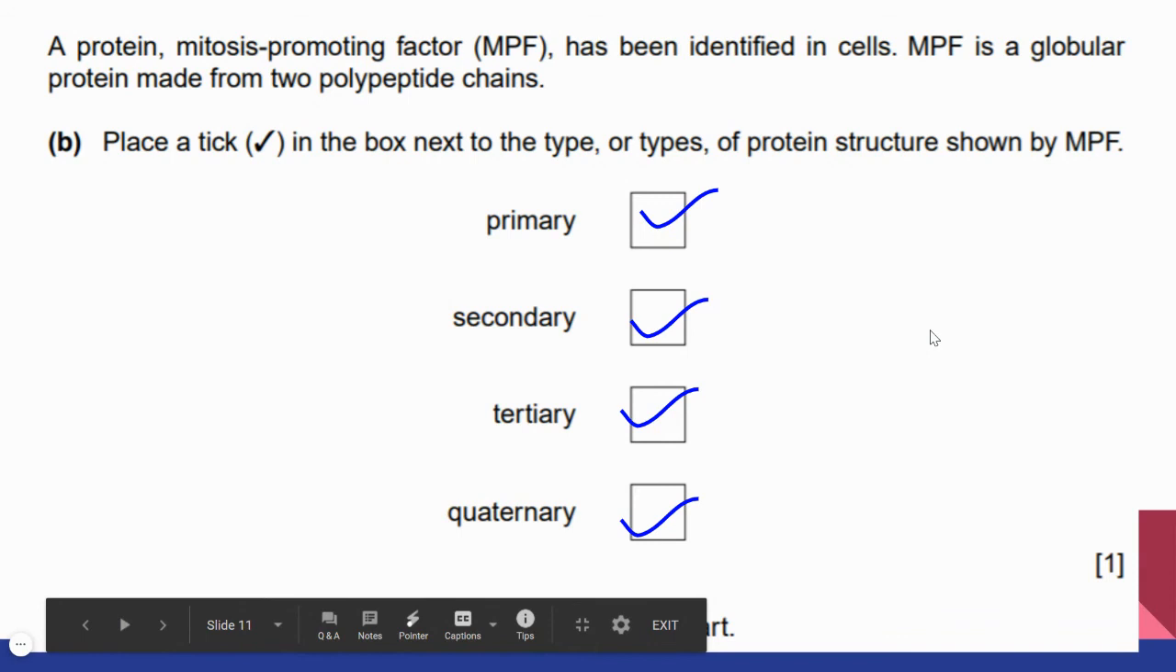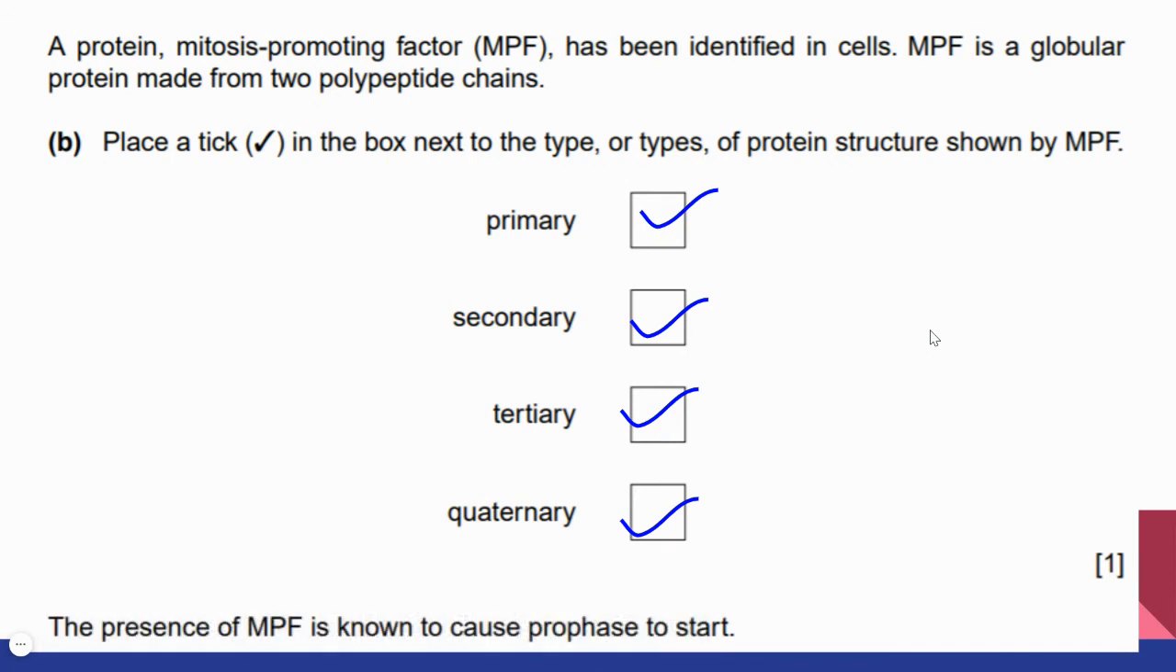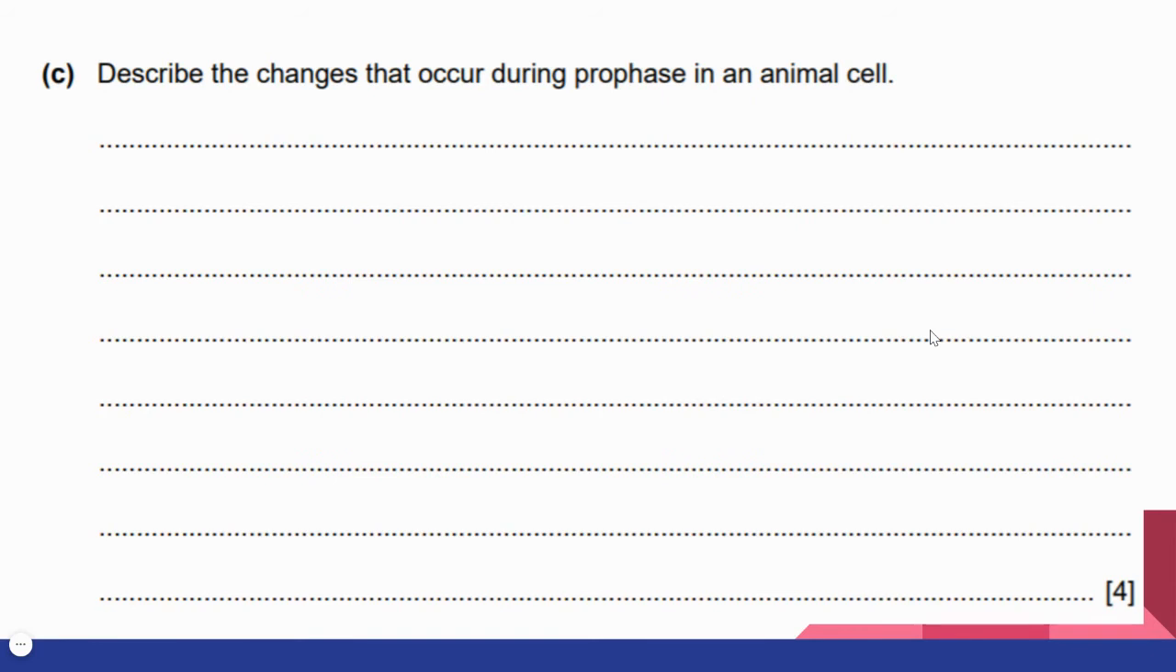Okay. Lastly, there is a piece of information given, that is MPF. If MPF is found in a cell, that means the cell is working towards starting prophase. So presence of MPF in a cell means prophase is about to start in that cell. So continuing with that point, describe the changes that occur during prophase in an animal cell.